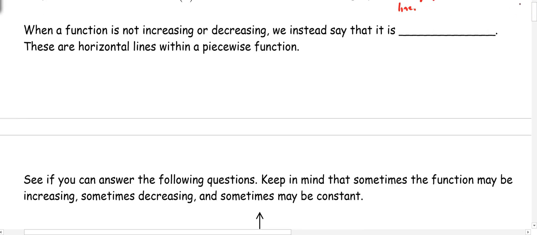So when a function is not increasing or decreasing, we're going to say it's constant. This is going to happen when we have lines that are horizontal. So just like when we had 0 slopes before, that's a constant slope because it's staying the same. It's not changing and going higher with values or going lower with values. It's staying at the same value.